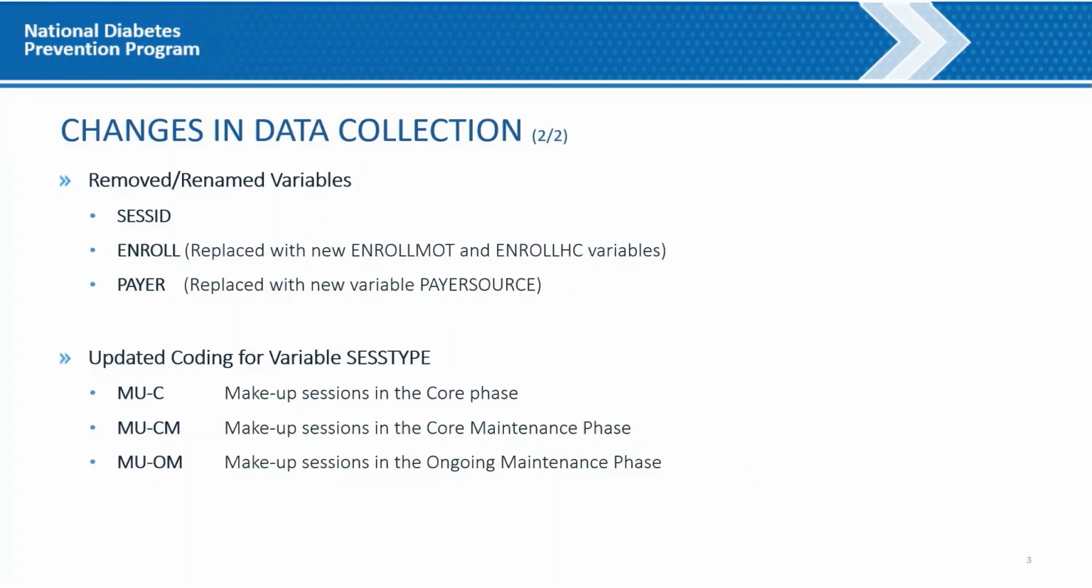Changes in data collection part 2. Several variables have been removed or renamed. The DPRP will no longer collect the CES ID variable. The enroll variable has been removed and replaced with enroll MOT and enroll HC. Payer has been renamed payer source to reflect the new numbering options. As a result of removing the CES ID variable, the coding for CES type has been updated to include MU-C, MU-CM, and MU-OM to capture where a participant is in their timeline when making up a session.